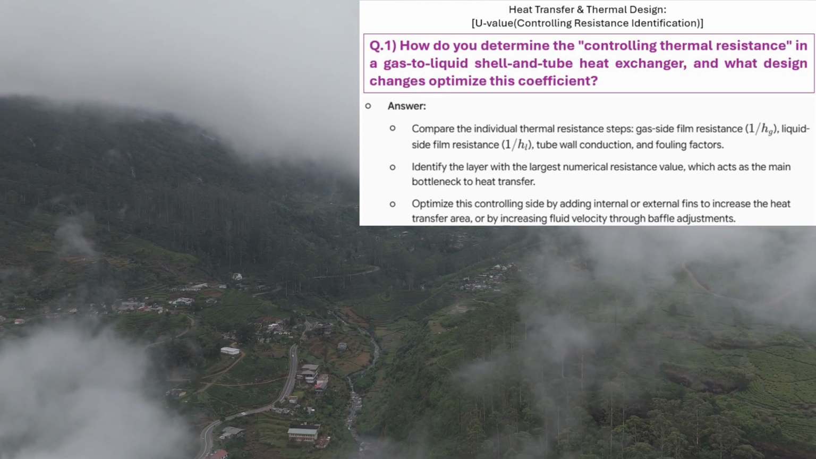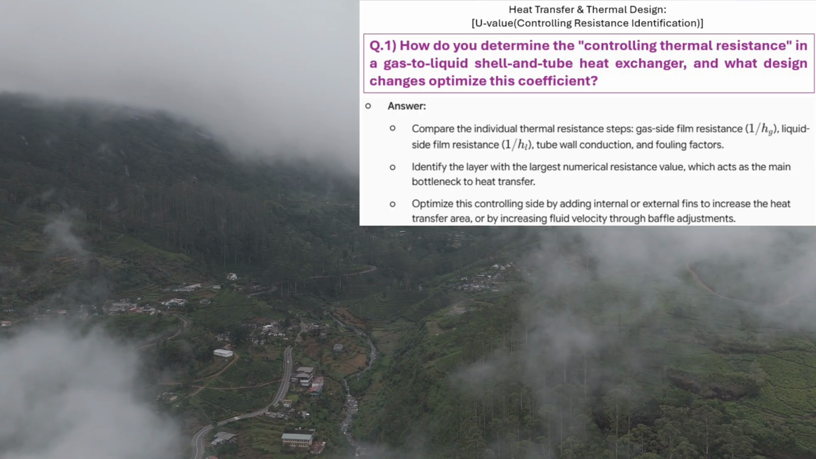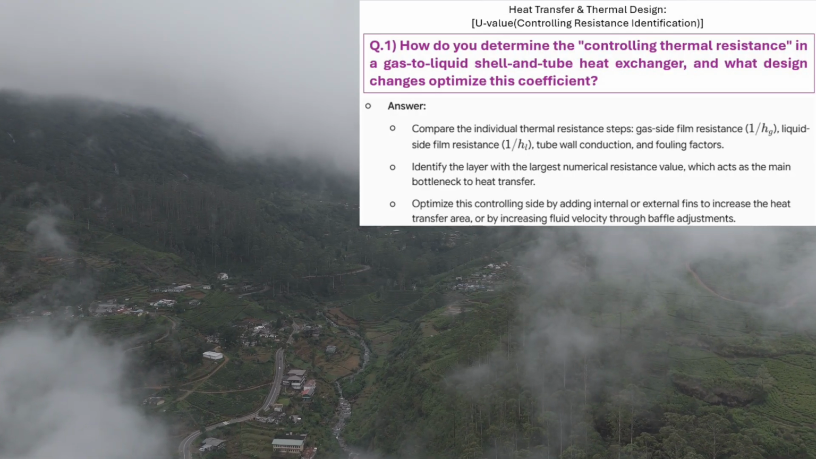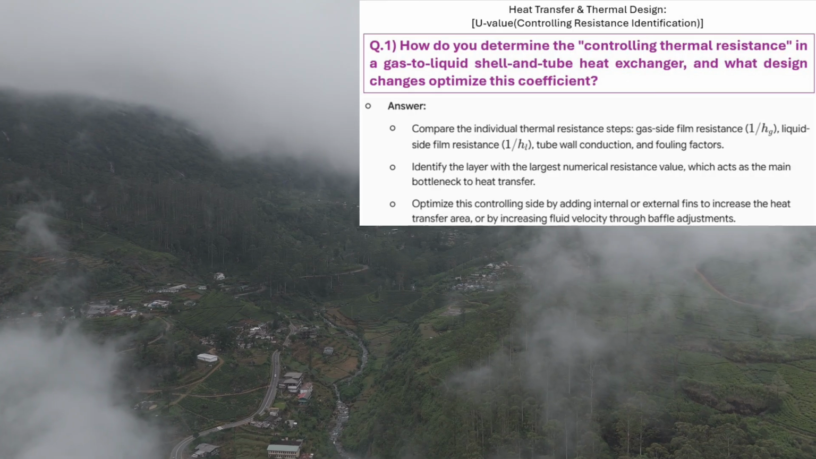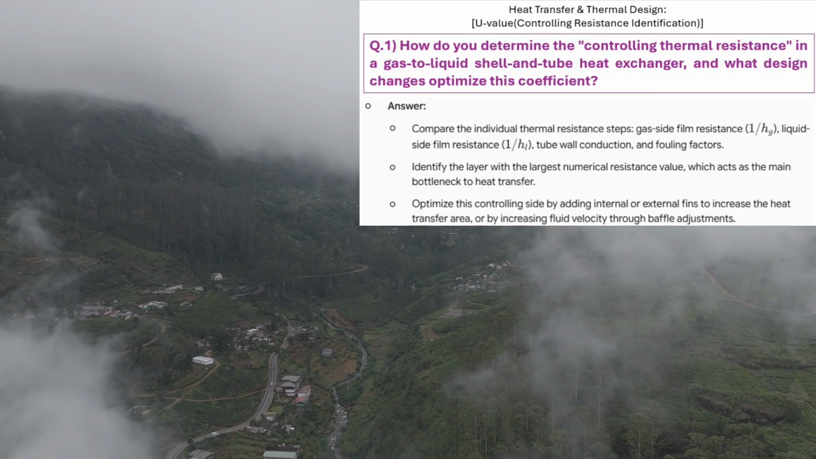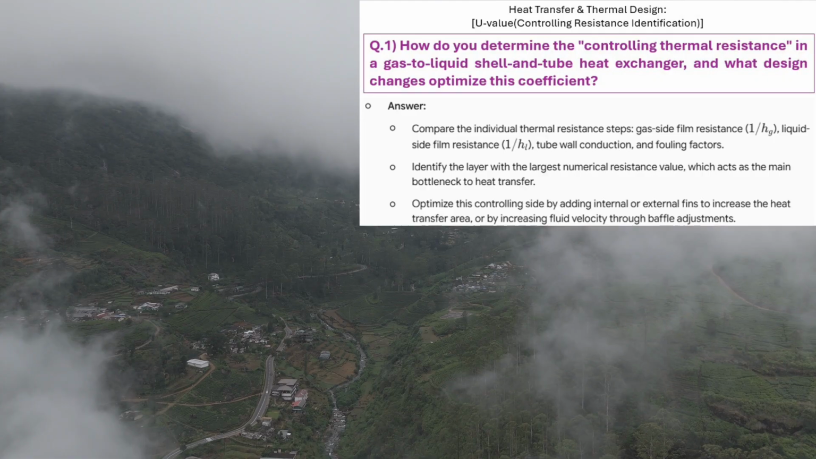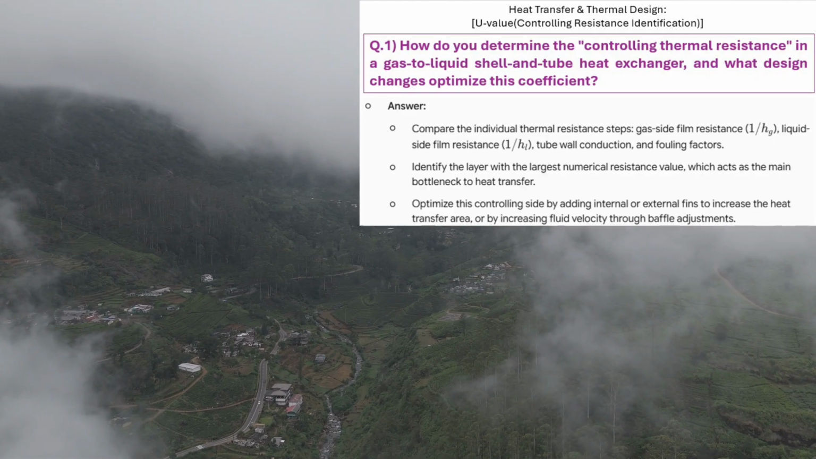So what is the optimized design mandate? You add extended surfaces, specifically longitudinal or transverse external fins on the tubes, to artificially increase the heat transfer area strictly on the gas side, or you optimize the shell side baffle spacing.